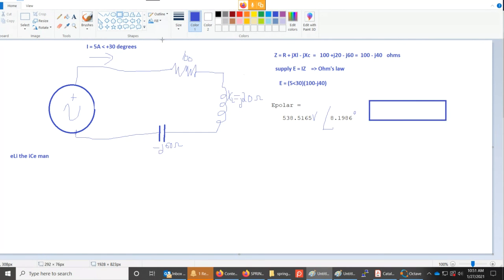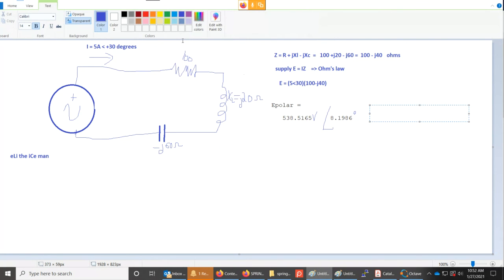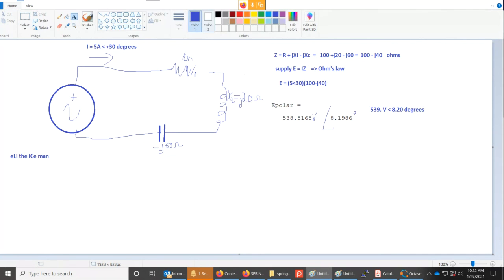539. Yes. Okay, thank you. 539. Glad to see someone paying attention here, and I didn't just put everybody to sleep. 539 volts at an angle of 8.20 degrees. Thank you. So that is the voltage E. That's the supply voltage in this circuit.